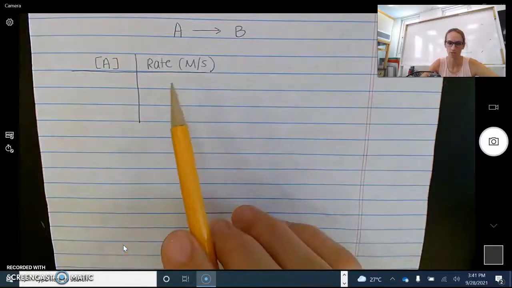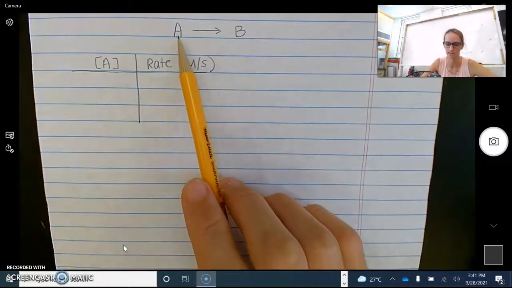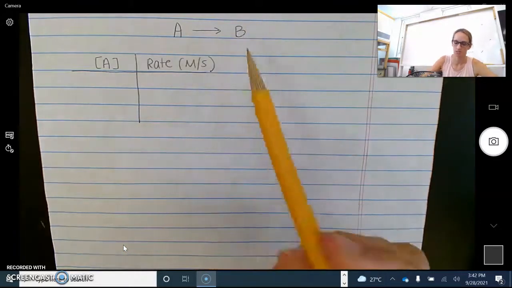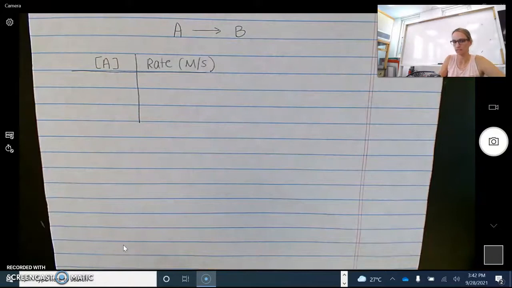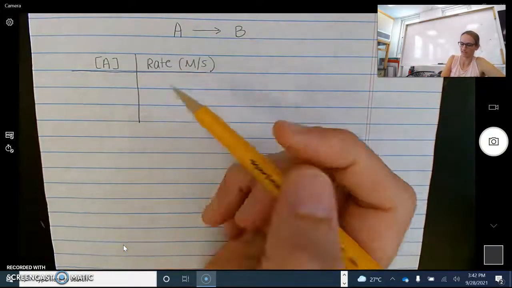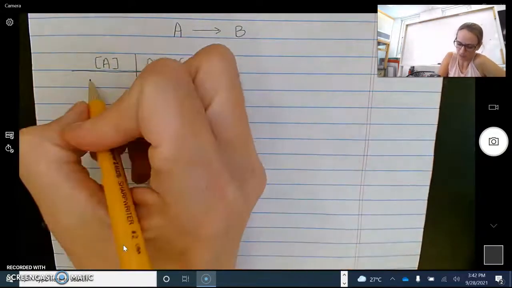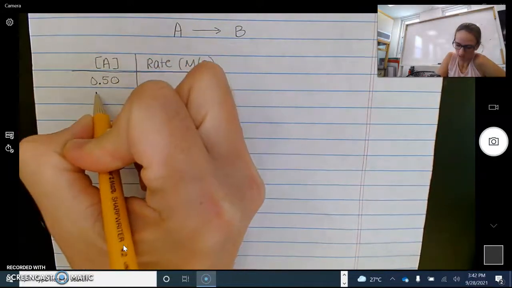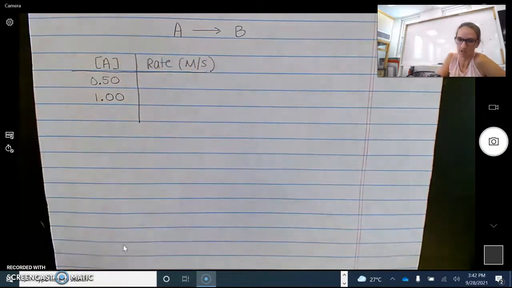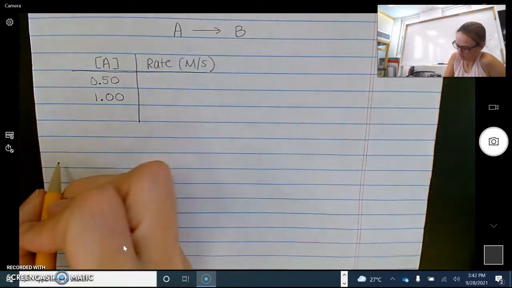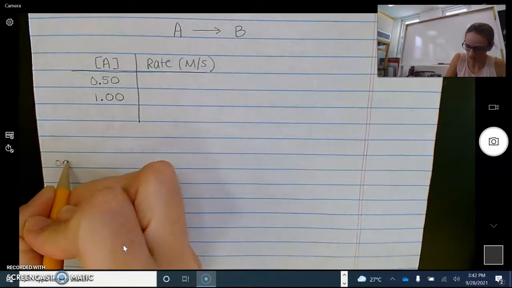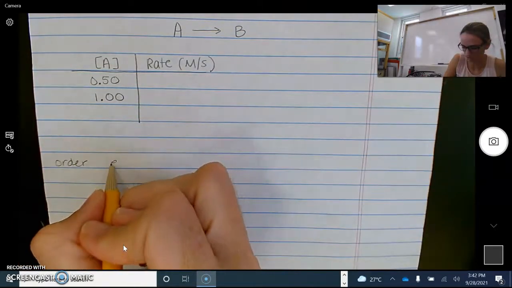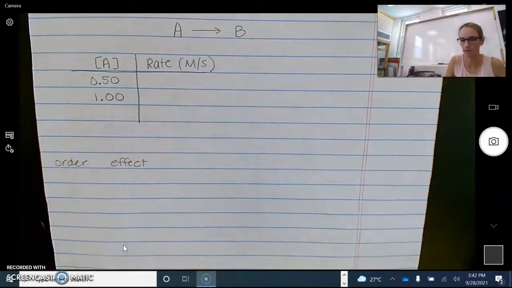Alright, so here's my working to find the order with respect to A for the equation A yields B. So I go on the simulation and I need to collect some data for how A affects the rate. And to make life easy for yourself, I would do concentrations where one is double the other one, because the kind of thing you're looking for here, right? You have three options, really, for common orders of reaction and what effect they will have on the rate.